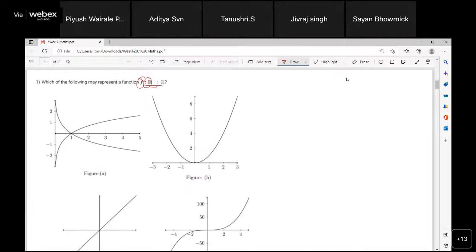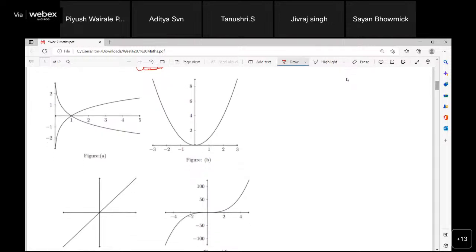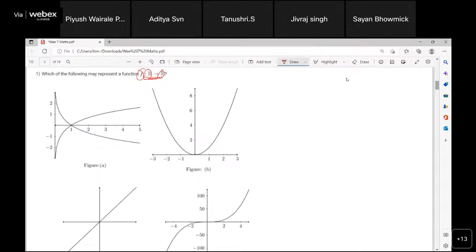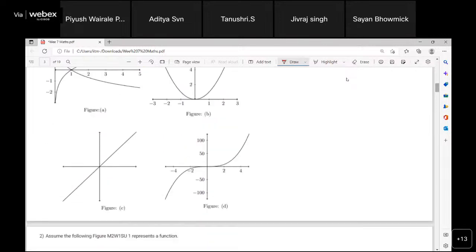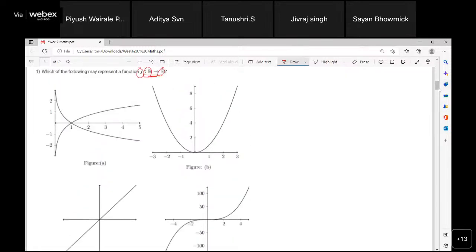Tell me which of the following may represent a function that is R to R. So the domain is R and the codomain is also R. Just looking at the figure, we can say that. Second, third, and fourth. Why not the first one? It fails the horizontal line test. Sir, for the first figure, we are taking any natural input and getting a real output. So it's not R to R, it's actually N to R.